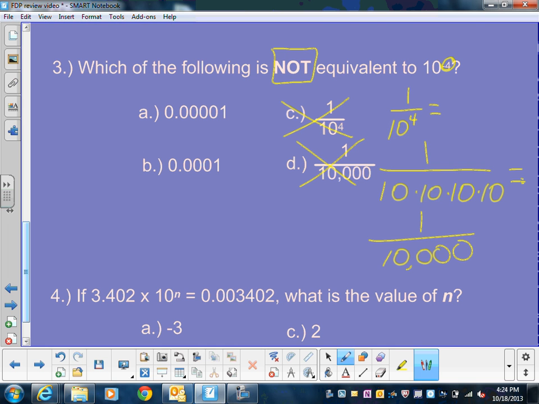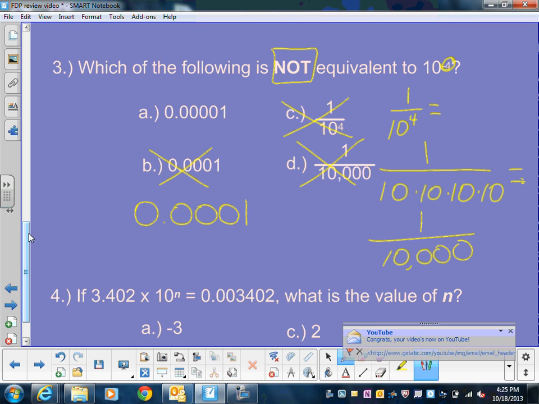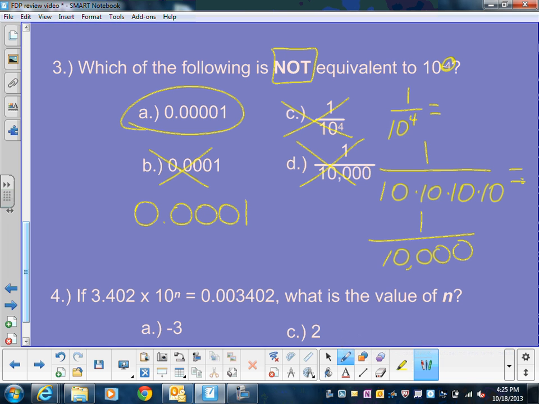Now 1 over 10,000 can also be stated as 1 ten-thousandth, which means we're going out to our fourth decimal place, giving us 0.0001, which is answer choice B. Answer choice B is therefore equivalent to 10 to the negative fourth and does not meet our criteria for this particular question. Answer choice A goes out one spot too many to be considered 1 ten-thousandth, and therefore is not equivalent to 10 to the negative fourth. Therefore, A is the correct answer here.